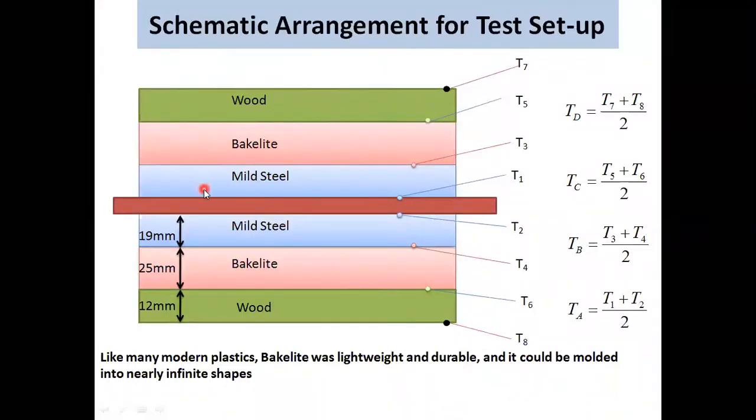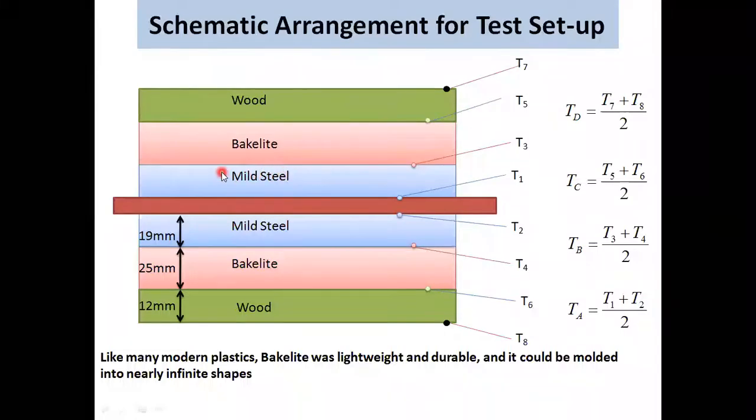Now what is a composite wall? A composite wall is basically a combination of different materials. So here we are using mild steel, bakelite and wood. Altogether, combining these three materials, this entire portion is called a composite wall.